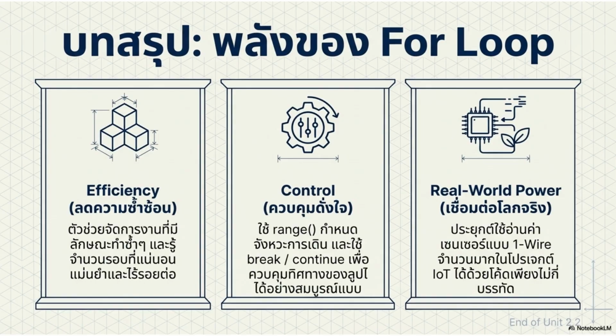In summary, the power of the for loop lies in 3 areas: efficiency by reducing repetition, control through range and break/continue, and real-world power, allowing concise coding for complex IoT applications like reading multiple one-wire sensors.